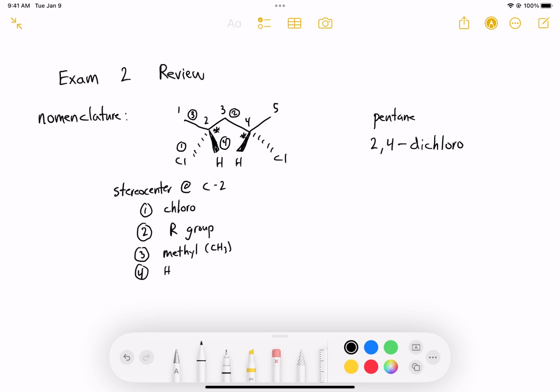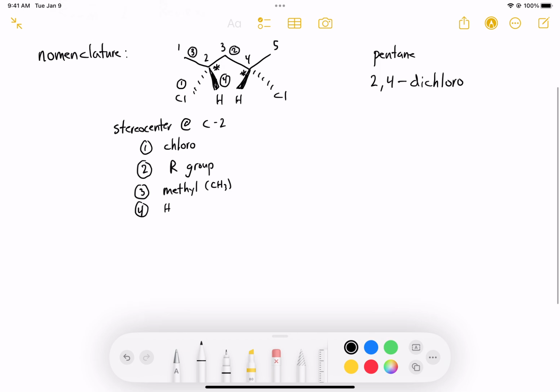Okay. So let's see here. We're going from 1 to 2 to 3. When you go 1, 2, and 3, you can't cross over 3 to go to 2. It has to go from 1 to 2 to 3, and you can cross over 4. That's fine. So in this case, if we go from 1, 2, 3, it looks like it's S. But remember the hydrogen is on the lowest priority, so it's going to be the opposite. So it's actually R.